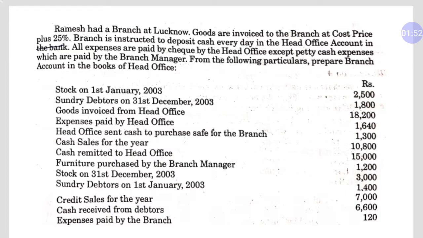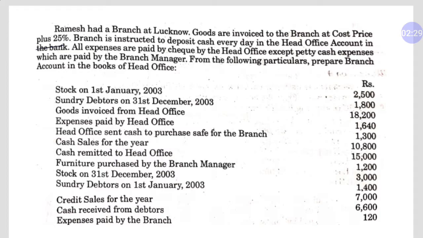Goods invoiced from head office, so here it is very clearly mentioned that goods are sent to the branch at invoice price, that's why they are writing goods invoiced from head office rupees 18,200. So we will have to find out the difference figure of goods sent from head office to branch at cost price and at invoice price, and we will post that difference figure on the opposite side. Now goods invoiced from head office will take place on the debit side of the branch account.